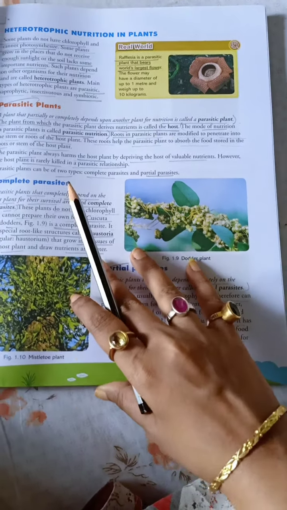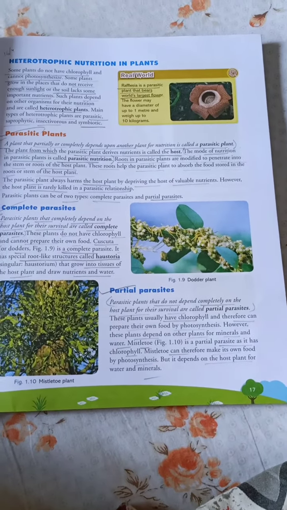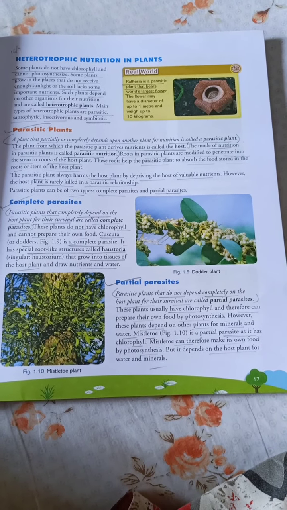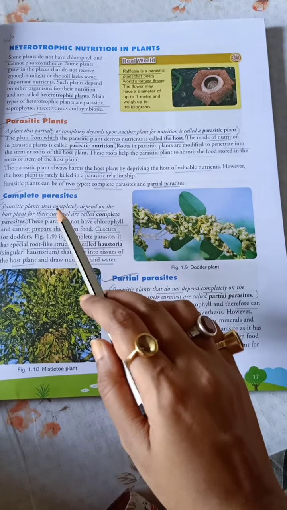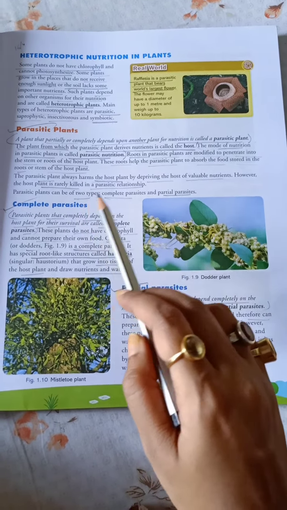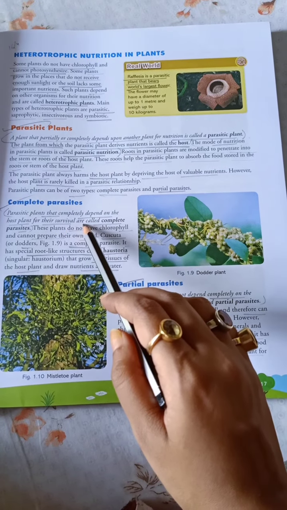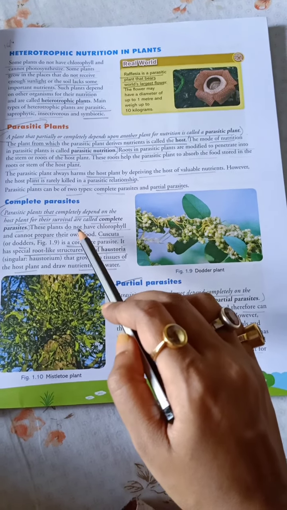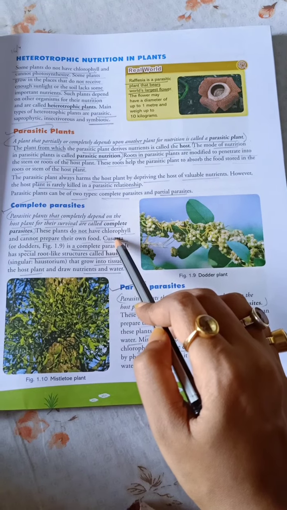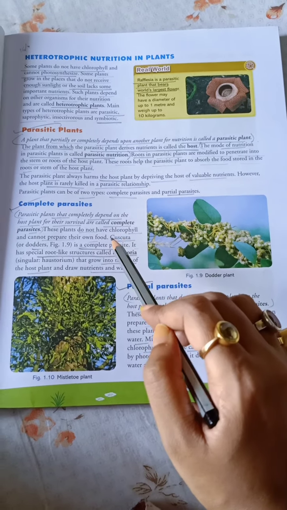Now, parasitic plants can be of two types. One is complete parasites, the other is partial parasites. Now, what is a complete parasite? Parasitic plants that completely depend on the host plant for their survival are called complete parasites. They do not have chlorophyll, so they cannot make their food on their own.